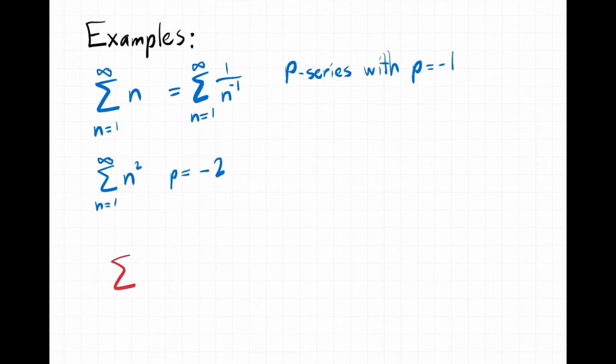How about this series? The sum as n goes from 1 to infinity of 2 to the n. Well, that's not a p-series. The function that describes the terms of the series is 2 to the n power, which is an exponential function, rather than 1 over a power function. So this is not a p-series. Actually, it's a geometric series.